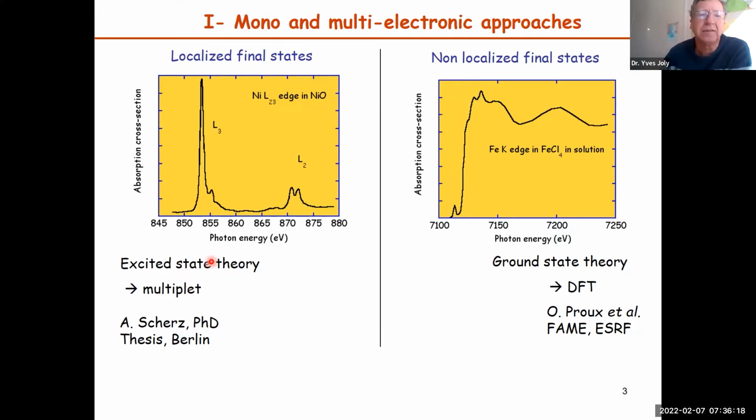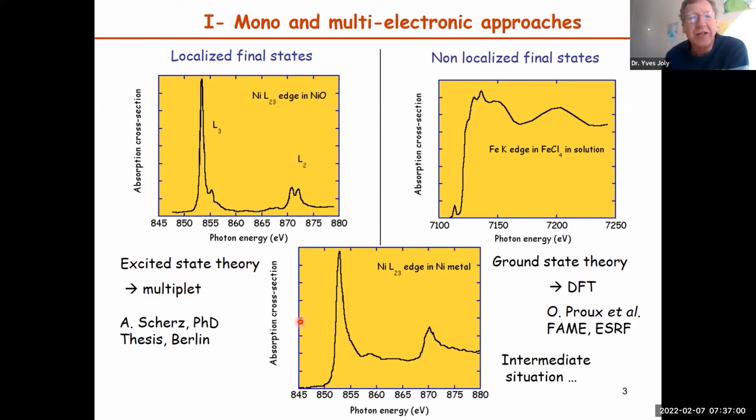In that case, you can use different theories, but the most often used is in fact multiplet ligand field theory to simulate these edges. In the other cases, your final states are not localized. It's typically the case of the K edges, for example. You can see this tape-like shape. It means that your probed states are not localized. It's a wide band. And it's typically the case when you probe a P state, for example. So in that case, you can use ground state theory or nearly ground state theory, typically DFT, for example.